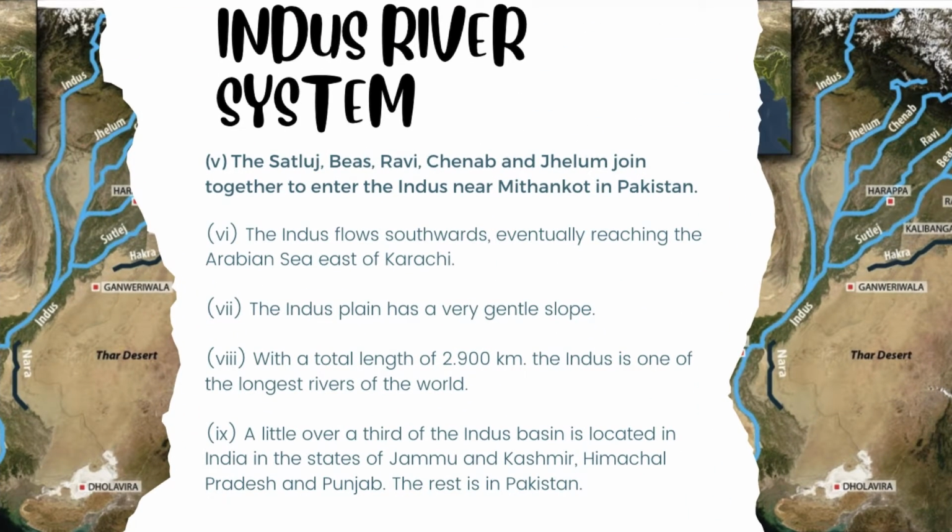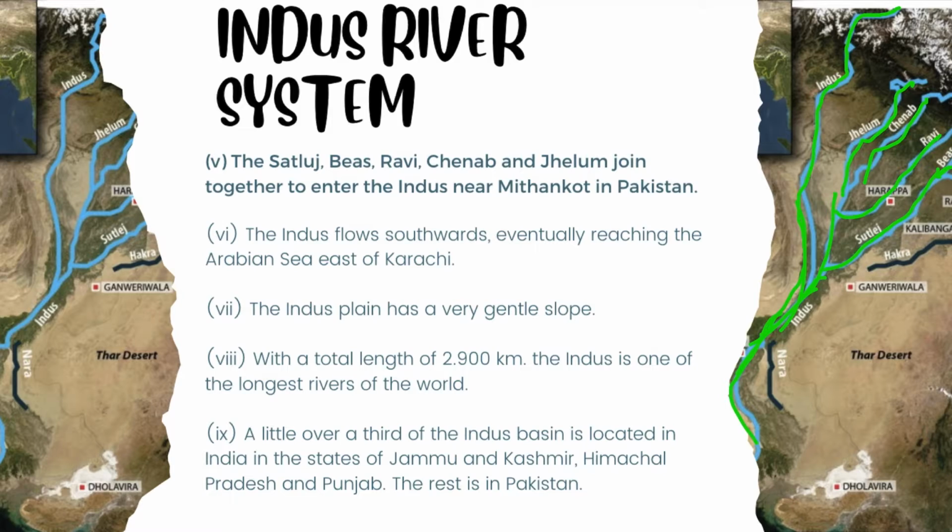So you can see that this is the major river system Indus. Here Jhelum, Chenab, Ravi and Satluj are there. Beas is also there. On the next slide we are going to discuss that. All of them merge into the Indus, and they come to the Arabian Sea.